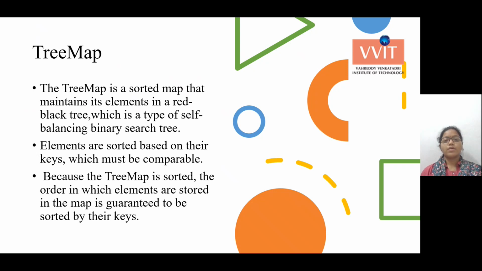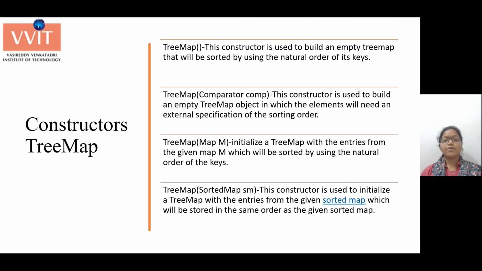Now let's move on to the constructors available in TreeMap. In order to create a TreeMap, there are four types of constructors. The first one is TreeMap(), with no parameter, which is used to create an empty TreeMap, and the key-value pairs are sorted in the natural default sorting order, that is, the ascending order. Based on the ascending order, this TreeMap is sorted. And next, the second constructor is TreeMap(Comparator comp).